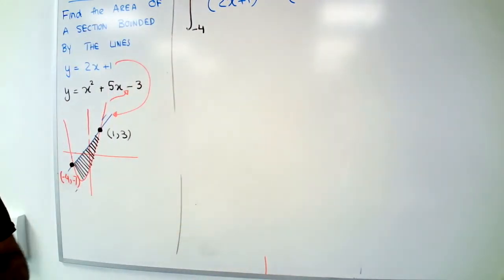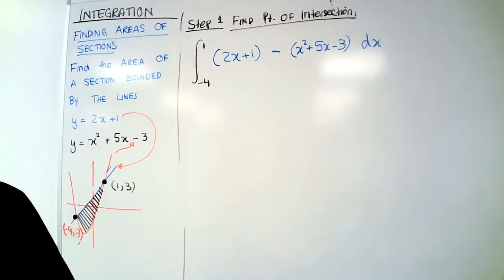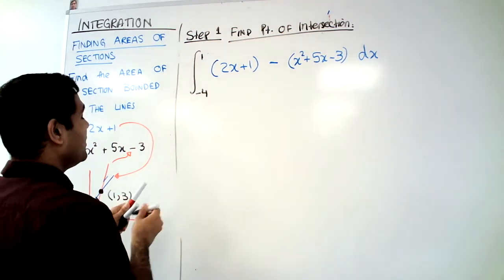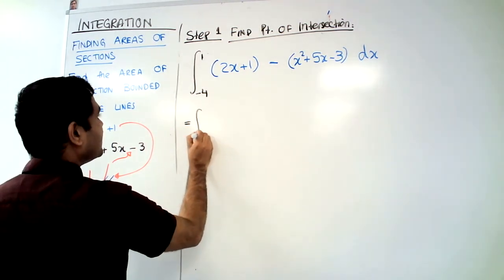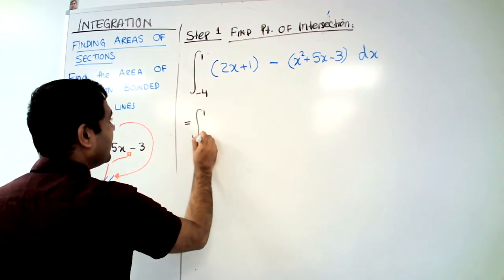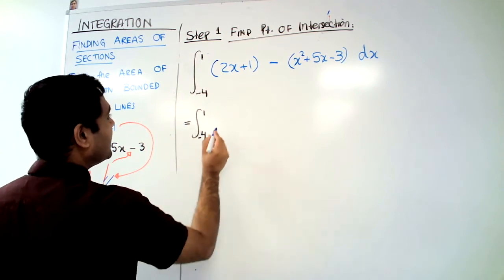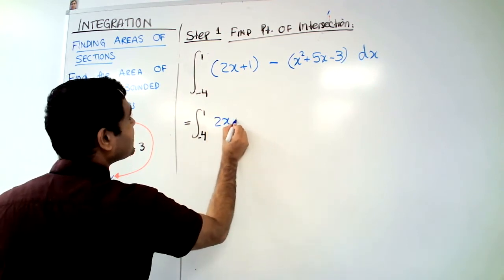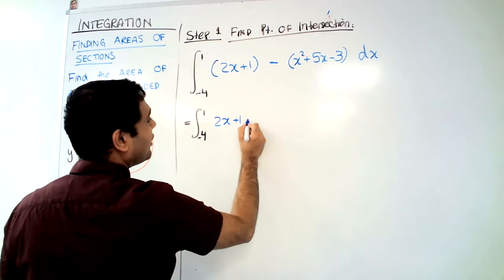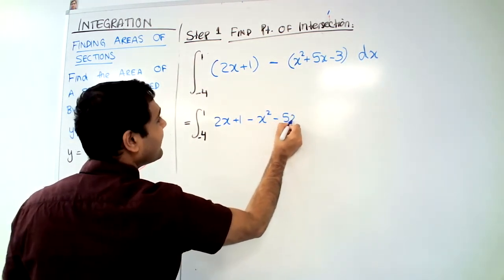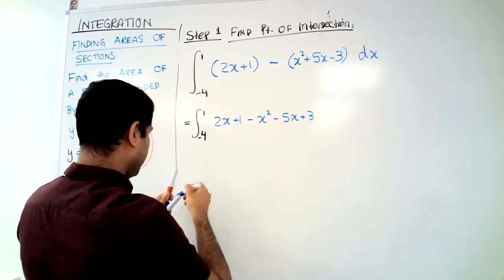So this is the one I'm going to find: the top curve minus the bottom curve, and then I just integrate as normal. But before I integrate, it's better to do one step before. So let's say 1 and minus 4. That becomes 2x plus 1, and this minus will change all the signs inside: minus x squared minus 5x plus 3.